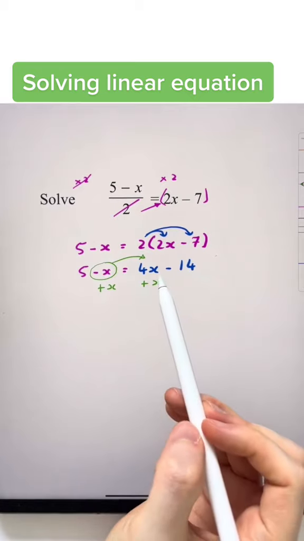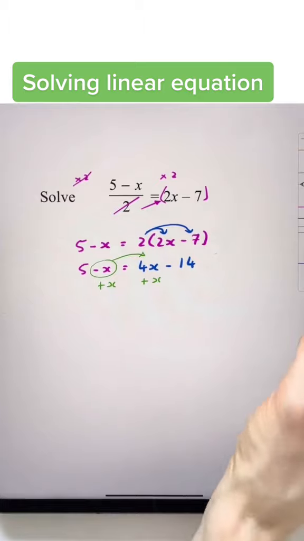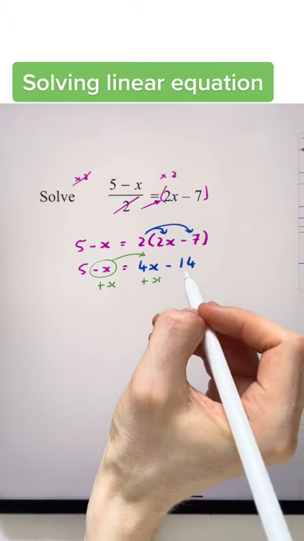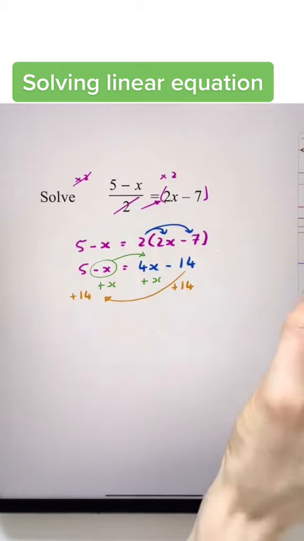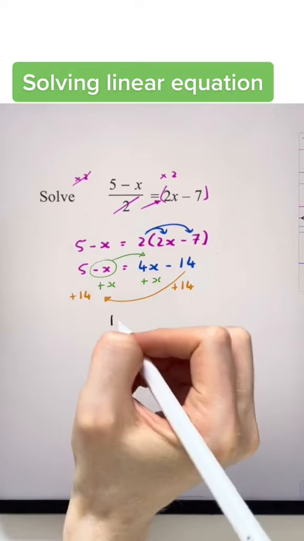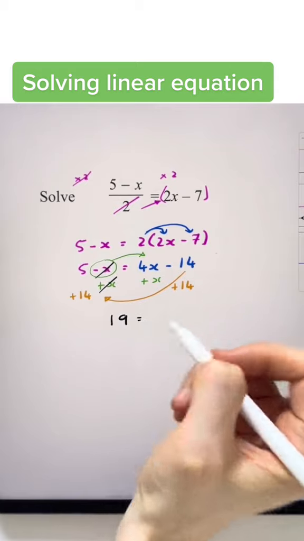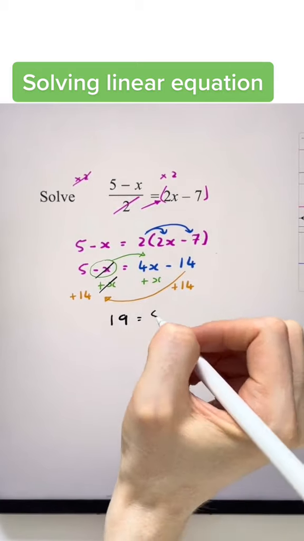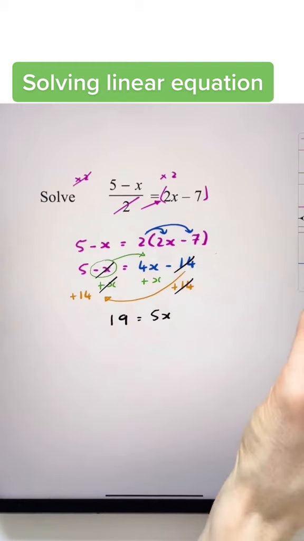At the same time, I know I want my letters to be on the right hand side, I want my number terms to be on the left hand side. So I can move the negative 14 across to the left by doing the inverse, which is to add 14 to both sides. Simplifying, on the left hand side, I now have 5 plus 14, which will give us 19, and that negative x plus x will cancel. On the right hand side, 4x add x will give us 5x, and negative 14 add 14 will cancel.